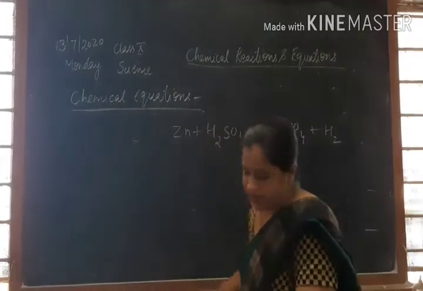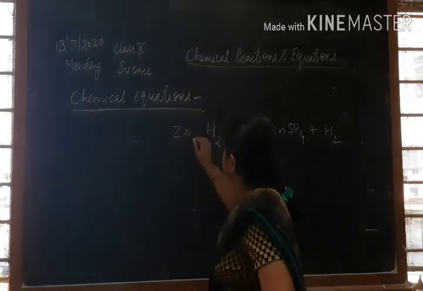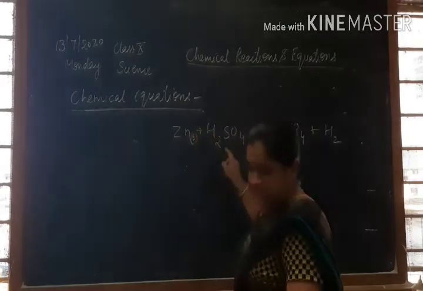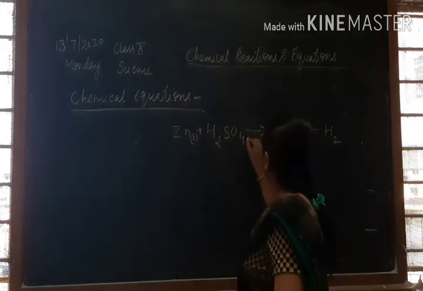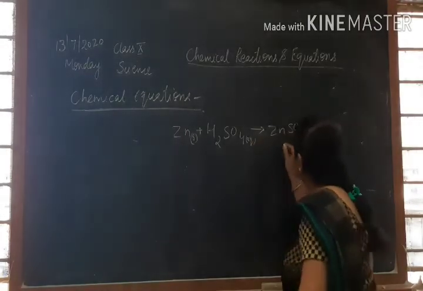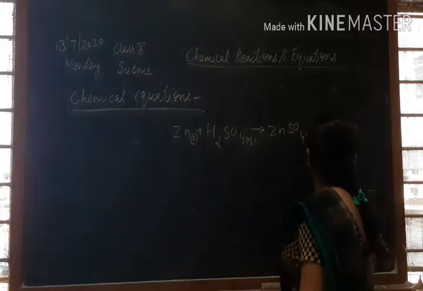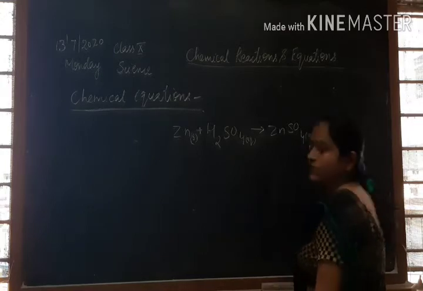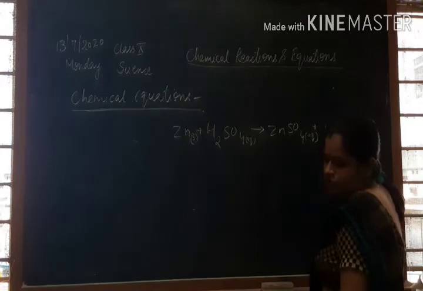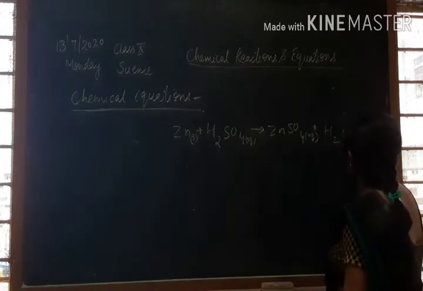So how can you write here? Zinc is solid in nature, so you will write S over here, plus H2SO4 is aqueous in nature, so you will write aq over here, and ZnSO4 is again aqueous in nature, so you will write aq over here, and H2 is a gas, so you will write G in front of it.